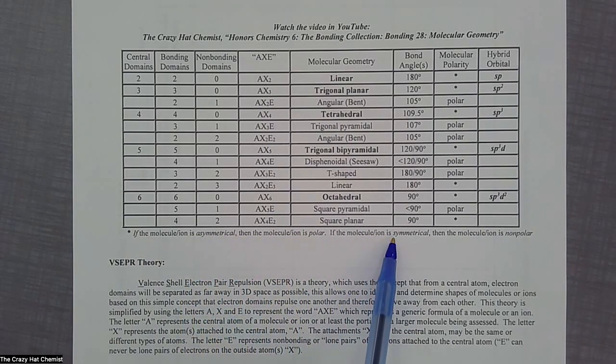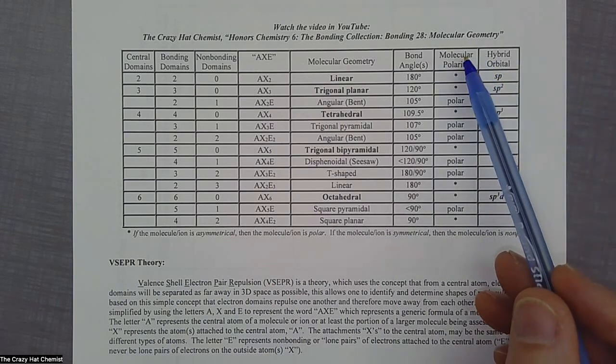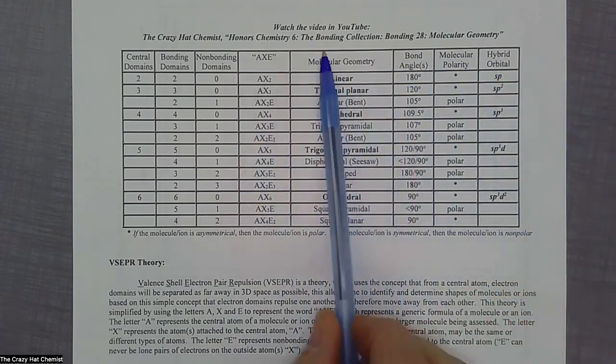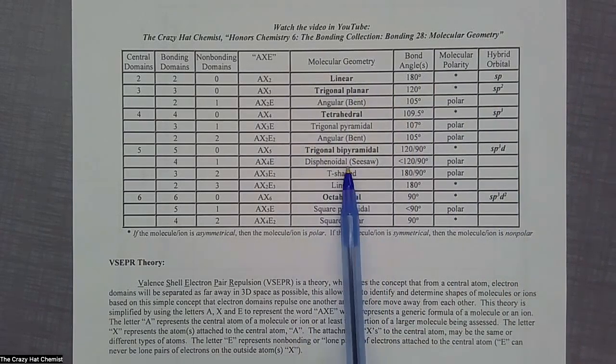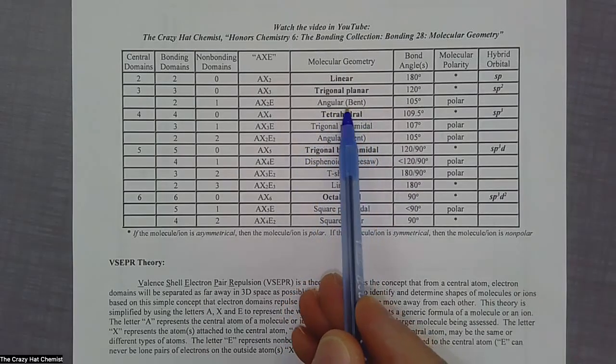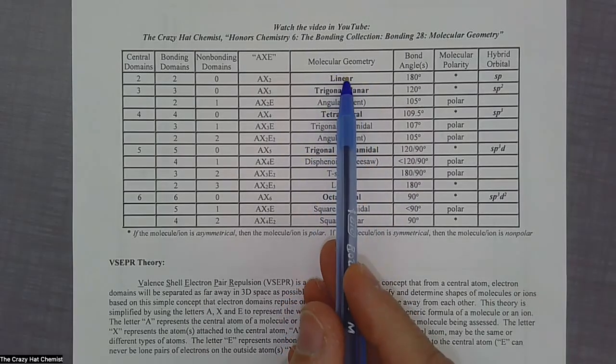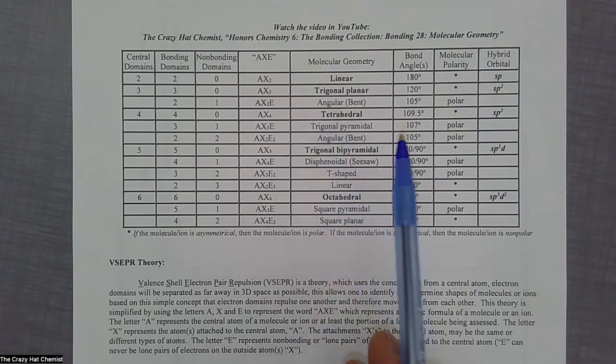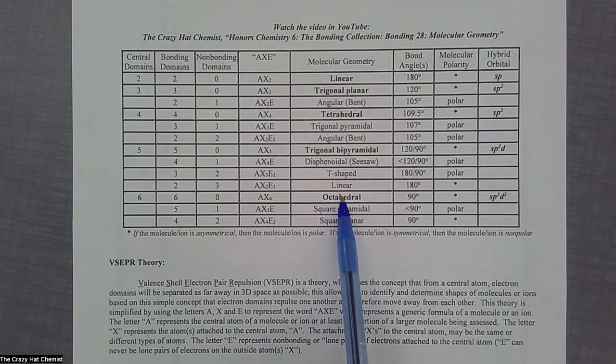If the molecule or ion is symmetrical, then the molecule or ion is nonpolar. Okay, so there's a column for molecular geometry that coincides with the AXE notation. So every time you have AX4, it's tetrahedral. Notice that I've bold-faced some of these: linear, trigonal planar, tetrahedral, trigonal bipyramidal, and octahedral. These are the basic five structures.